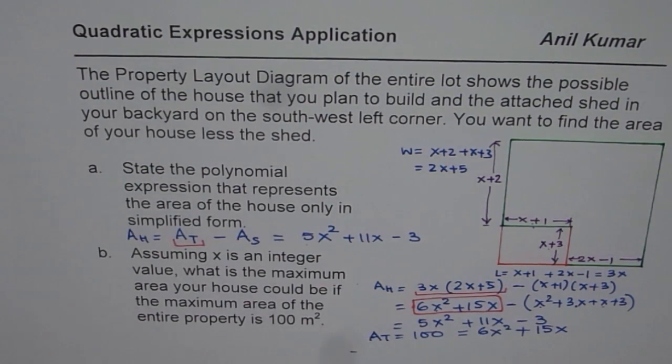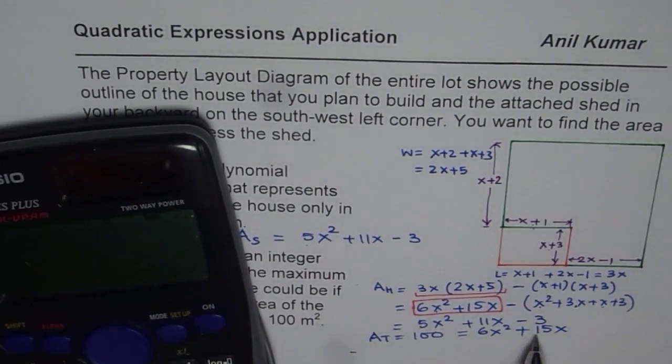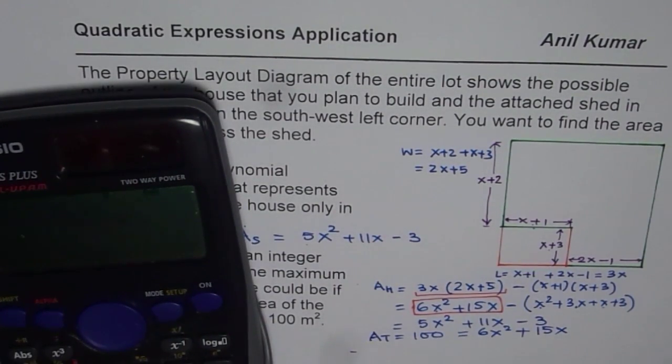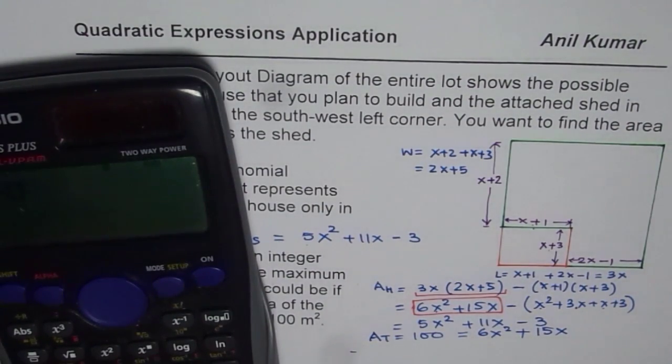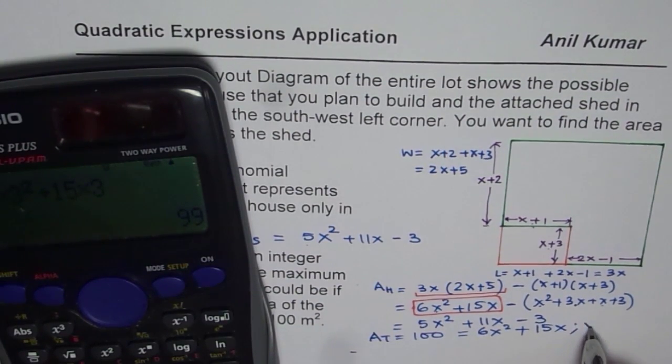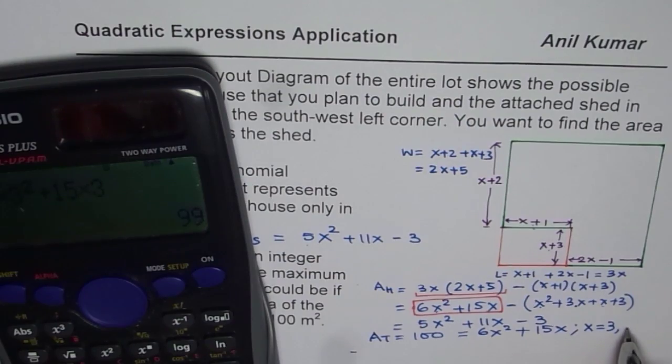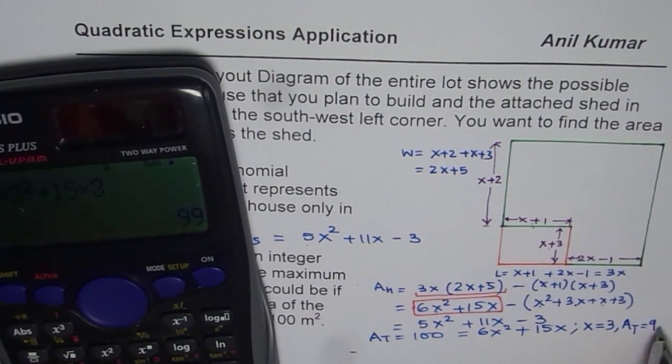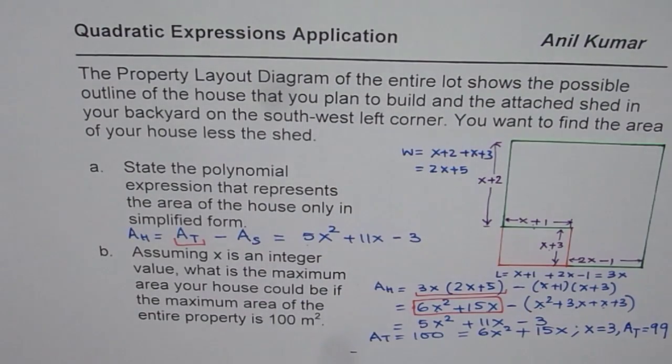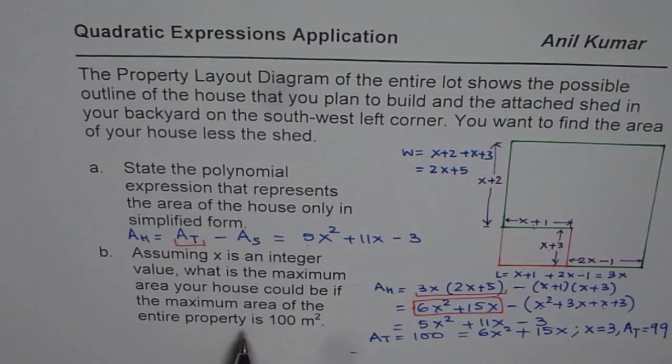So we can use the calculator. If I use 1, I get 6 plus 15, which is very low. Let me try 2. So 6 times 2 squared plus 15 times 2 will give us 54. How about 3? 6 times 3 squared plus 15 times 3 is equal to 99. So what we find is that for x equals 3, total area is 99, right? 99 is very close to 100. So approximately, we said the entire property is 100 meters square. So we'll assume x as 3.